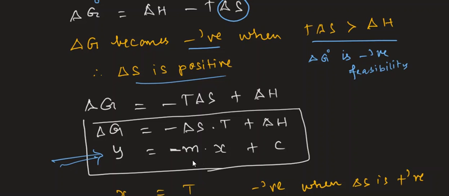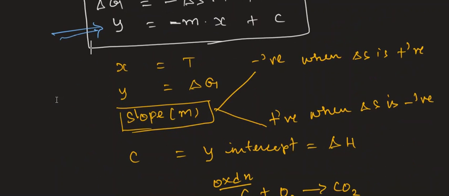Okay, now let us analyze this. Suppose, let us consider, as I already mentioned, he has taken temperature as x and delta G as y, and C is the y-intercept, that is the enthalpy change. Now the slope, you have to focus here.